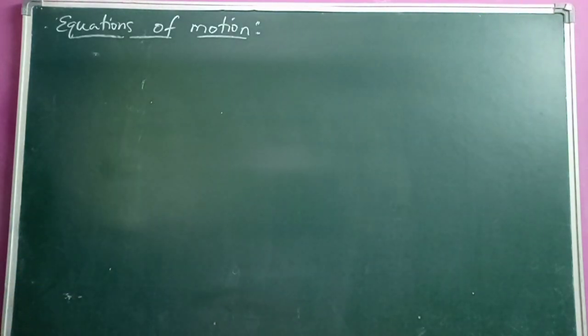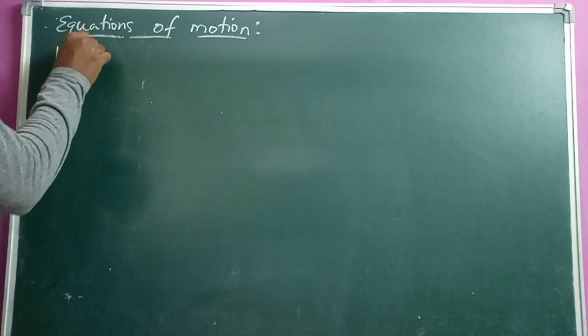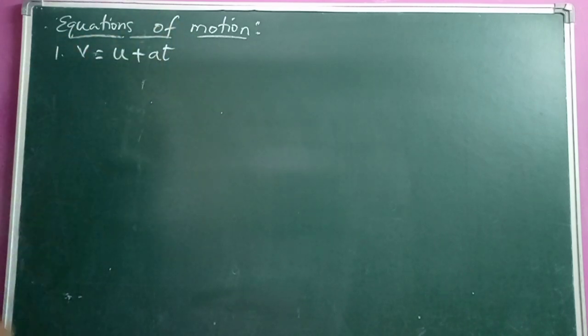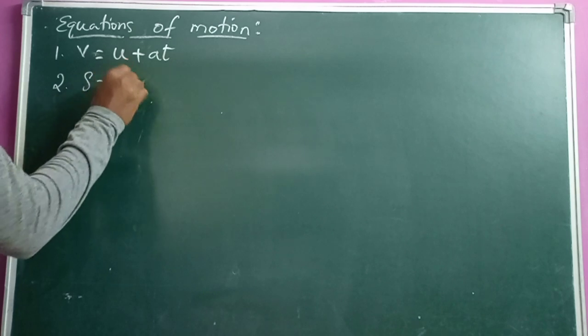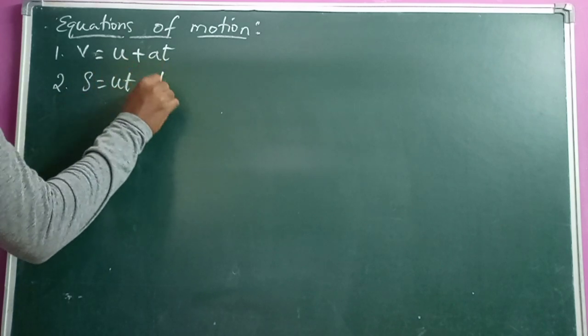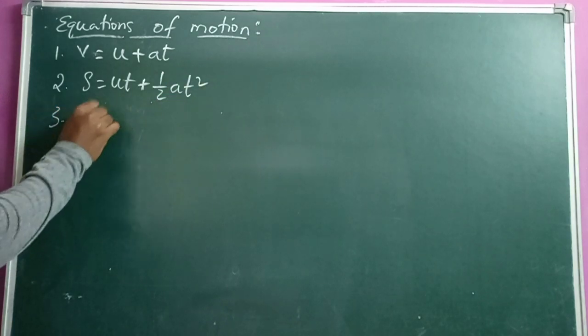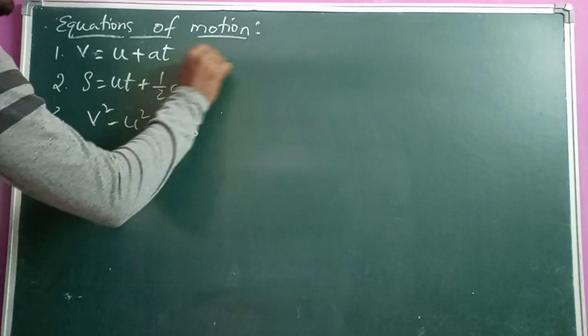Equations of motion. So we have three equations of motion. First one, V is equal to U plus AT. It is the first equation of motion. Second equation of motion, S is equal to UT plus half AT square. Third equation of motion, V square minus U square is equal to 2AS.